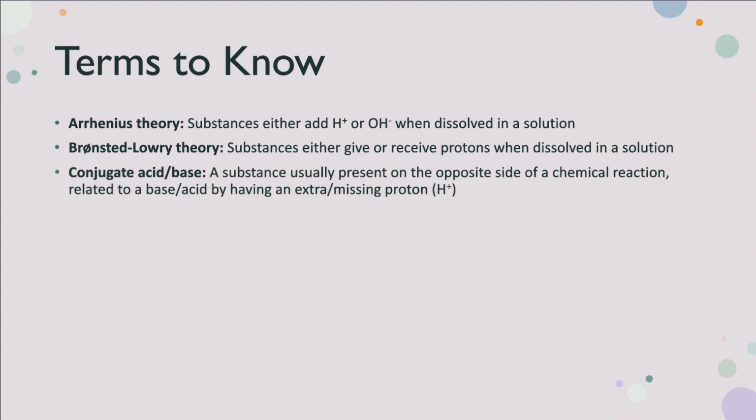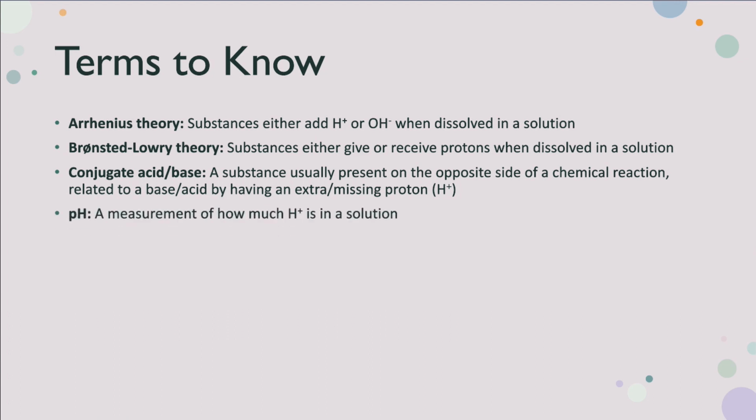A conjugate acid or base is a substance that's usually present on the opposite side of a chemical reaction, and it's related to a base or acid, respectively, by either having an extra proton or a missing proton. And that is essentially an H+ ion, since the hydrogen atom has one proton and one electron. So remove the electron and you just have one proton.